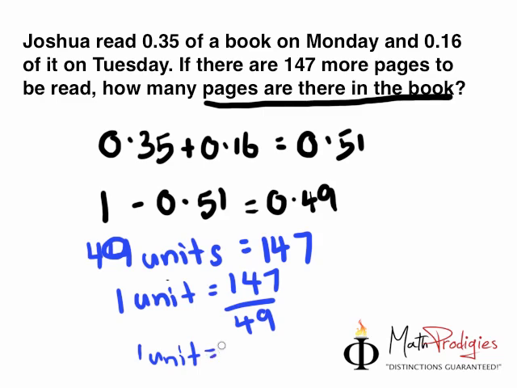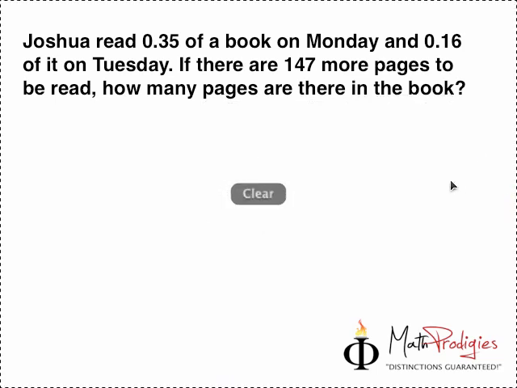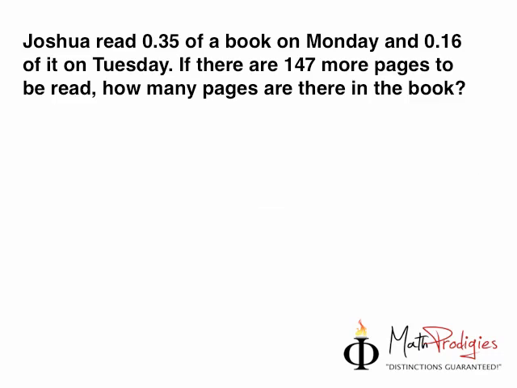And how many units are there in total in the book? 100 units. Therefore, 100 units equals 300 pages. And hence, there are 300 pages in the book. If you got it right, high five, you are a math prodigy. Good job.